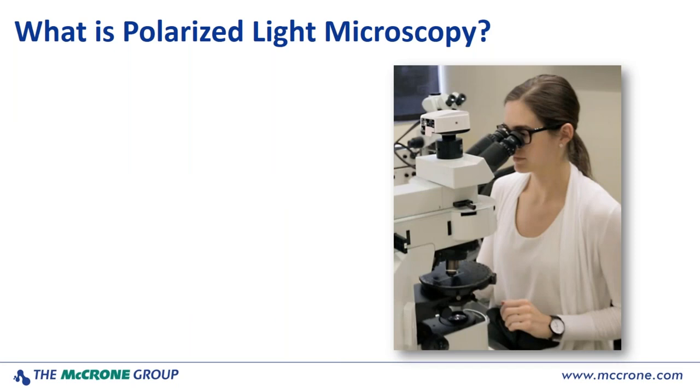What is polarized light microscopy? Polarized light microscopy employs a compound microscope equipped with a rotating stage and polaroid filters for illumination of a sample with polarized light. It is an extremely useful light microscopy technique, solving a high percentage of analytical problems.